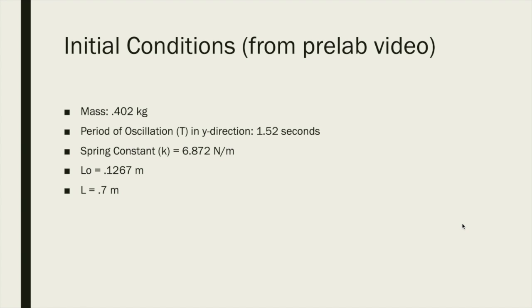And then the initial conditions gathered from the pre-lab video to put into the GlowScript. We have a mass of 0.402 kilograms, a period of oscillation in the y direction of 1.52 seconds, a spring constant of 6.872 newtons per meter, an uncompressed length of 0.1267 meters, and a compressed length of 0.7 meters. Now I'll move into the Tracker video.